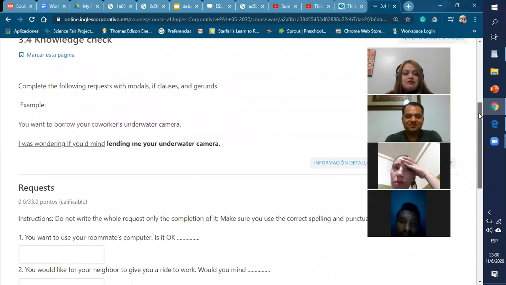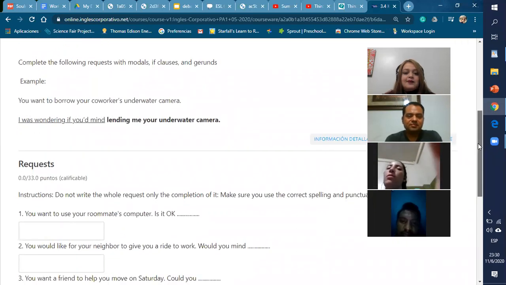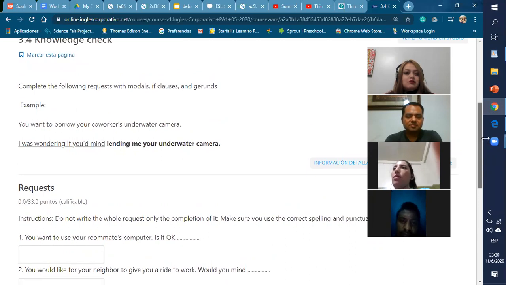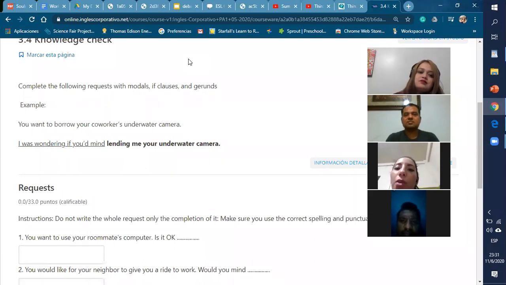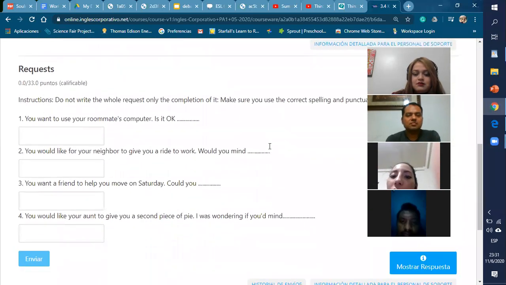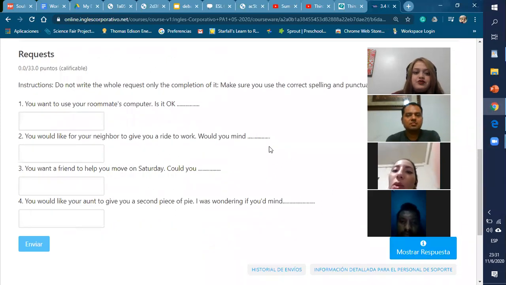All right, so let's do this with the right conjugation. So pay close attention. Let's do it as a group. So read the instructions, please. Catherine, right? Okay. Complete the following requests with modals, if, and gerunds. Example: you want to borrow your co-worker's camera. Make sure you use the correct spelling and punctuation. Do you want to use punctuation? Yeah, punctuation.